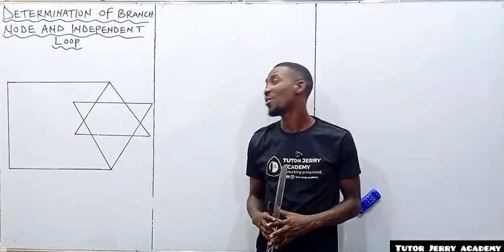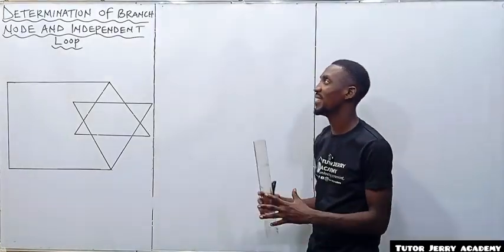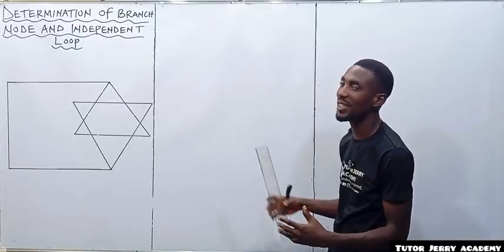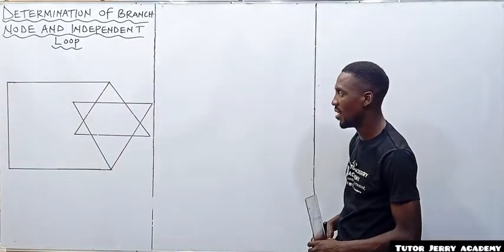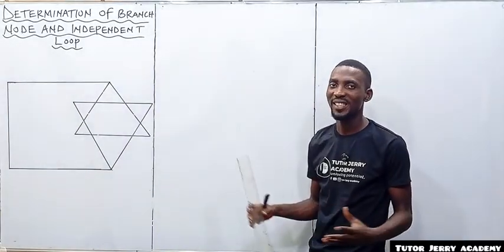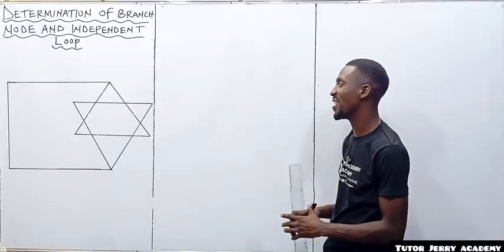All right, we are going to be determining the number of branches, nodes, and independent loops the above circuit is having. Of course, it's looking terrifying, but this is not that hard.